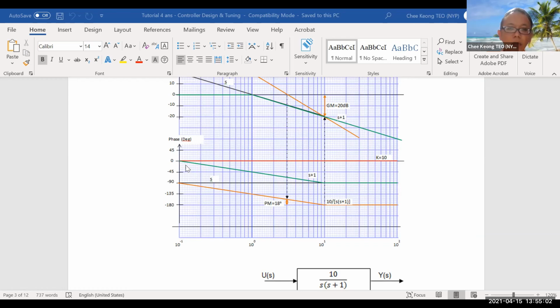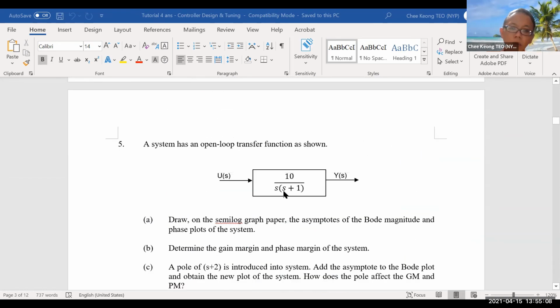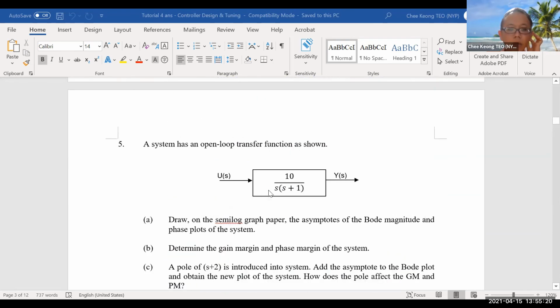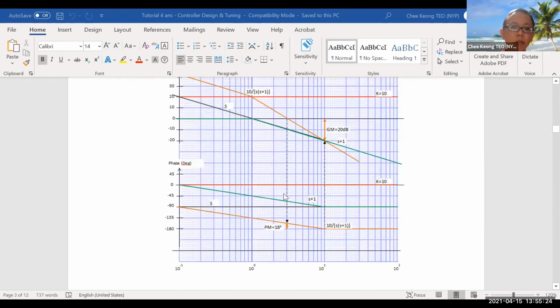Sorry, it should be this curve, not that one. Just now it should start at 0 and then roll off at 10 and then flatten for S plus 1, right? S plus 1. So now if you add this one and this one, you add 0 with minus 90, you get minus 90 and so on and so forth, right? You follow this line and then it will stay put at minus 180 degrees because you got two poles. Remember, one pole introduces minus 90 degrees, so two poles will introduce minus 180 degrees finally.